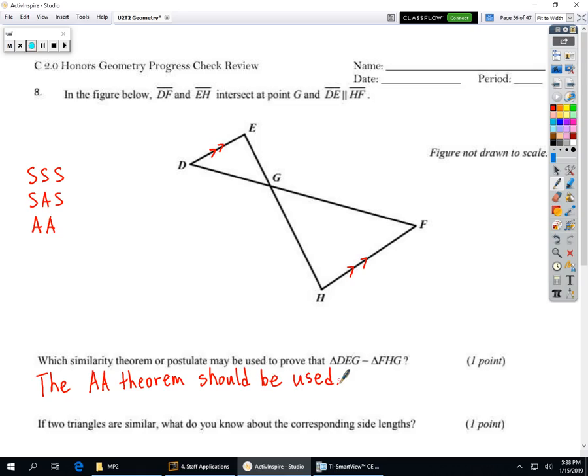How would I use this anyway? Well, what angles do I know are congruent? I know these are congruent because they're vertical angles, right? Since they're parallel, I've got corresponding and alternate interior angles that I can use. In fact, I can use these two, this and that, as alternate interior. I could use these if I wanted. Nothing stopping me from using those two. It's just these two are the first I saw.